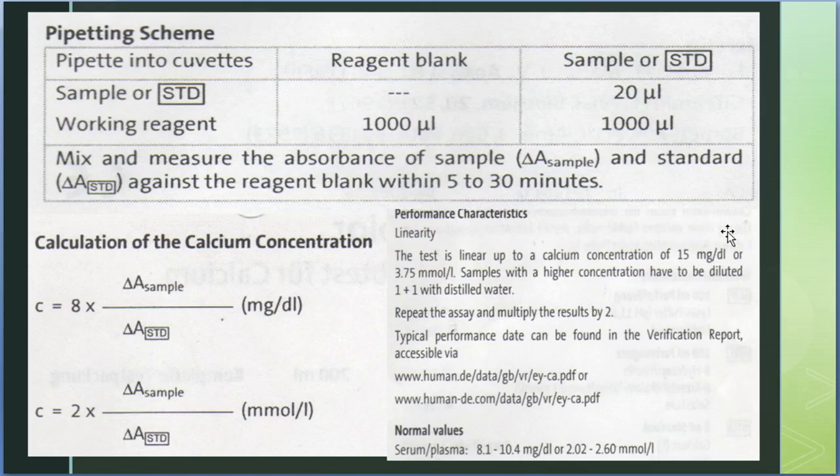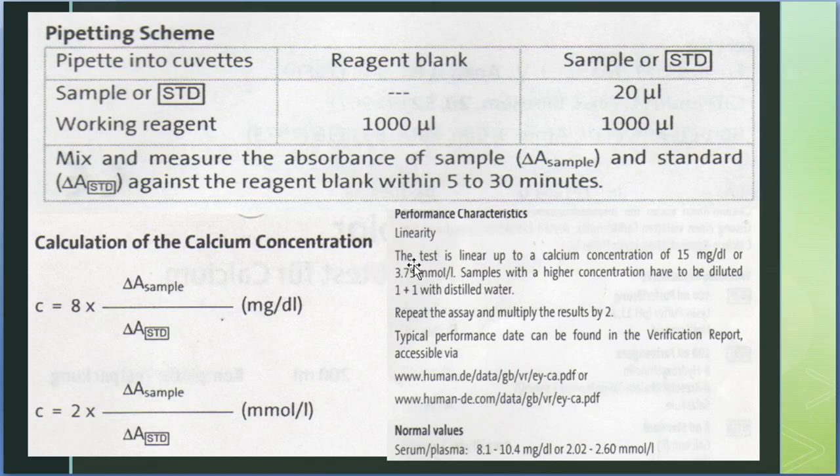Kaya lang, pag sumobra ito ng 15, kumbaga, ang na-compute ninyo is nasa 16, 17, 18, and more than 15, anong nangyayari? It is not already linear sa ating calcium concentration. Ano ang dapat gagawin? Samples with higher concentration have to be diluted. So, i-dilute mo yun, 1 plus 1 with distilled water.